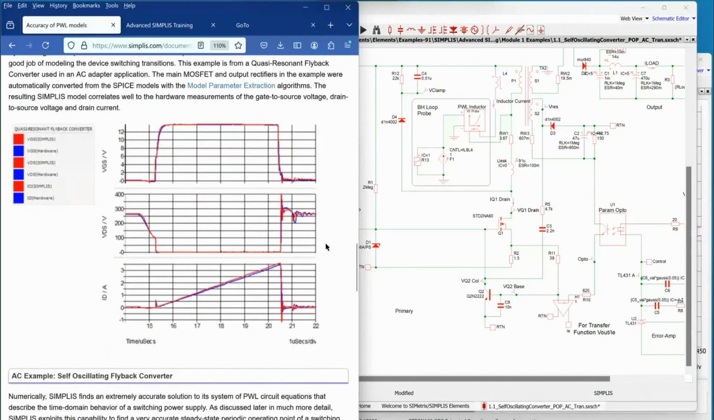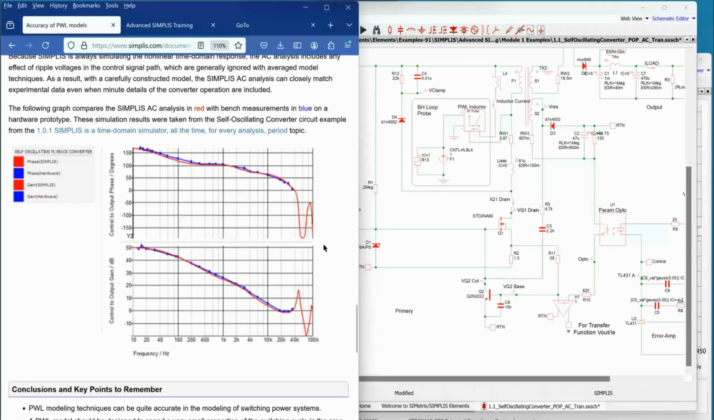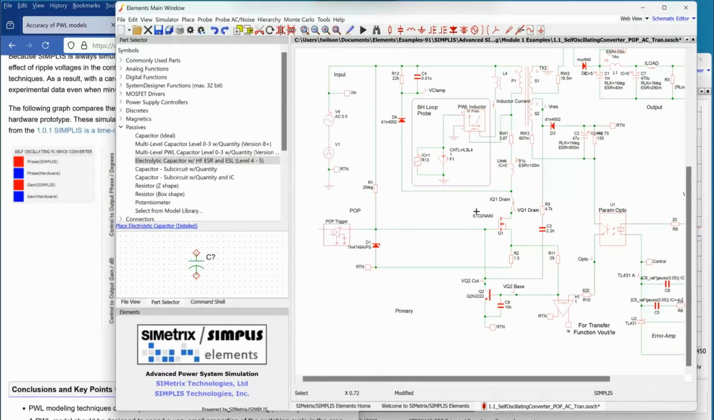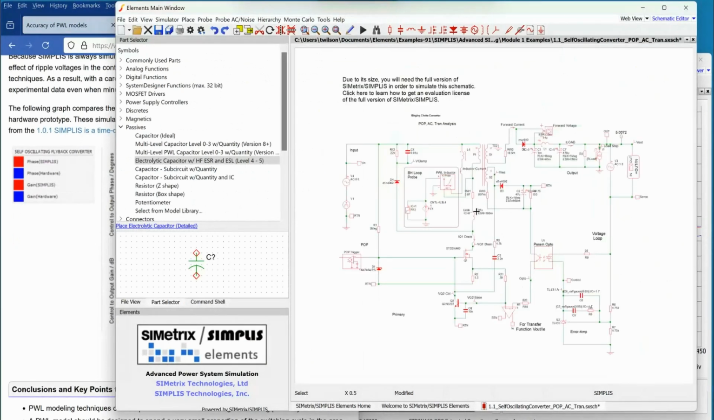Okay, this is an example of AC results. So this is the Bode plot. It turns out that this circuit is exactly this one here. Okay, so I'm just gonna, usually it's function F11 or F11, depending on how your computer's set up, but that will center your schematic in your schematic window.